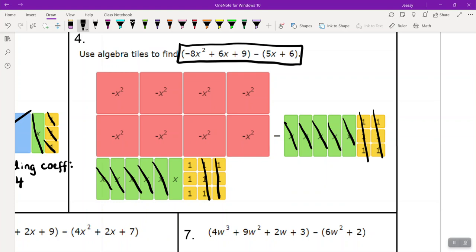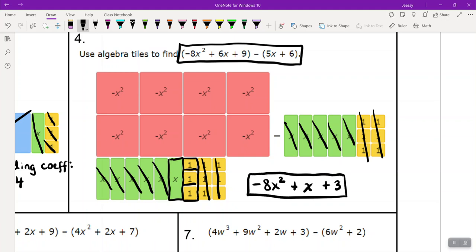So how many negative x squared tiles do we have? So this is going to be negative 8x squared. Right? We have 8 of them, negative x squared. How many x tiles do you have? A single one, right? So plus x. That's this green one right here. And how many 1 tiles do we have left? So what do I write? Plus 3.